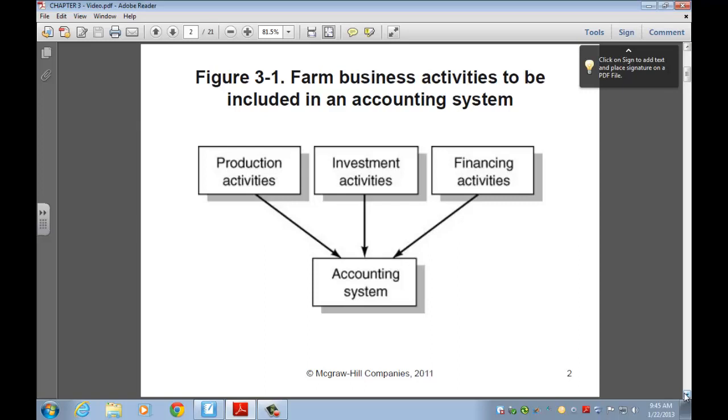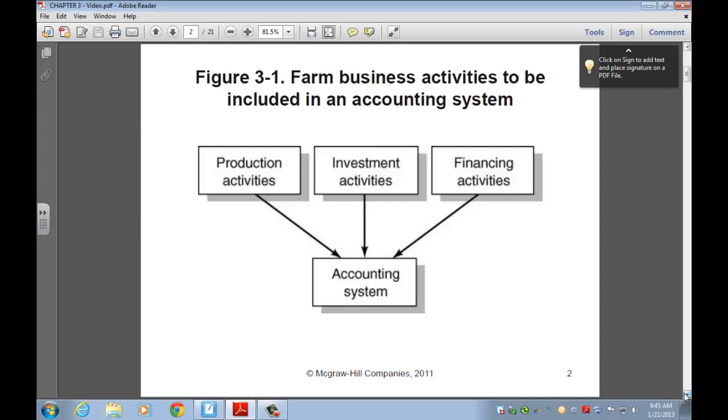Investment activities. These activities relate to the purchase, depreciation, and sale of long-lived assets such as land, equipment, or breeding livestock. Records should include purchase date and price, annual depreciation, book value, current market value, sale date and price, and gain or loss when sold.